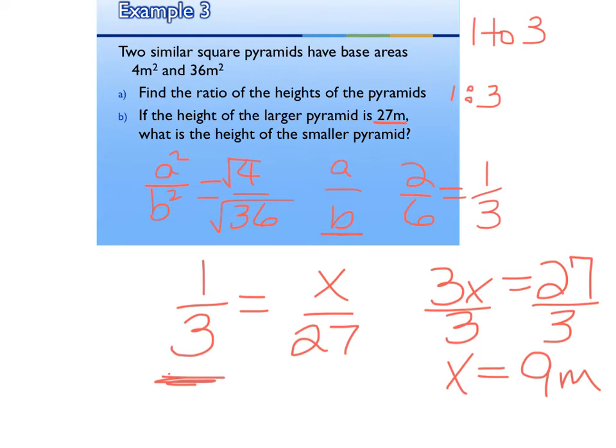Your homework tonight is practice B. Tomorrow we will cover surface area for the prisms and the cylinders. And then the next day, the pyramids and the cones. Then on Friday, we will begin reviewing for the test, which is a week from tomorrow.